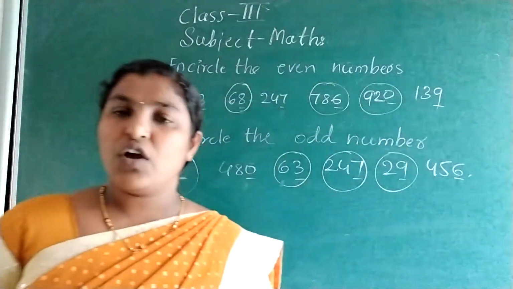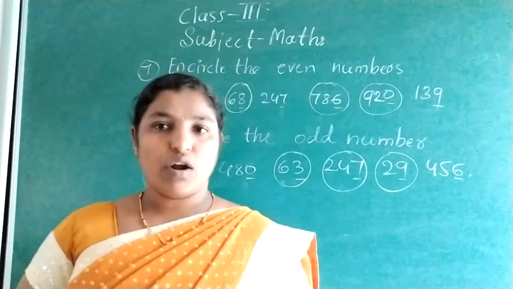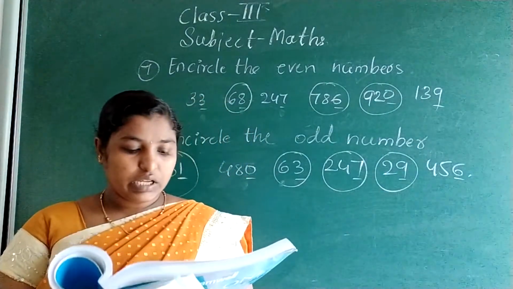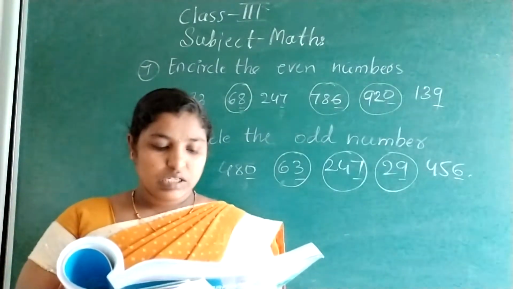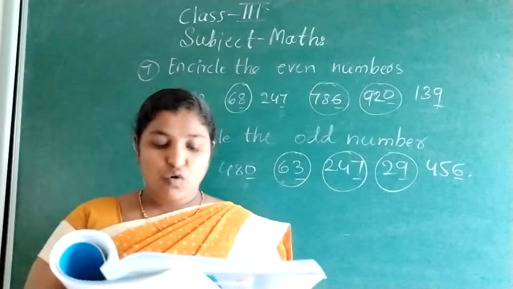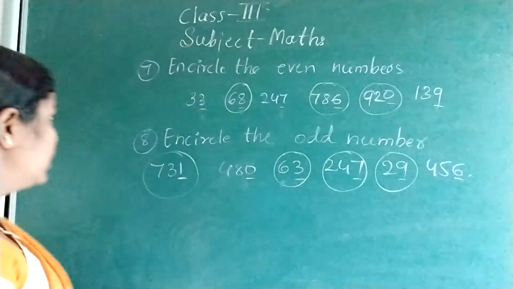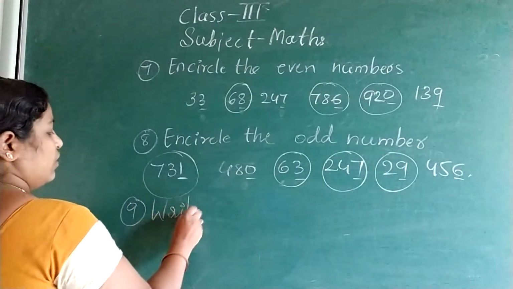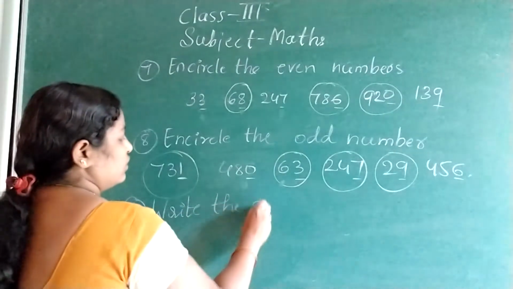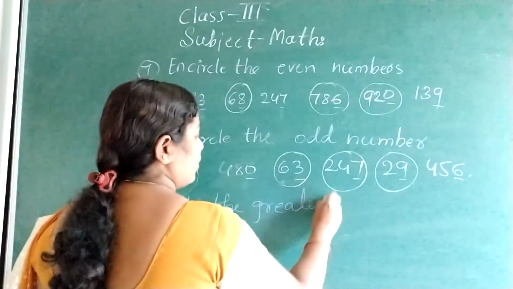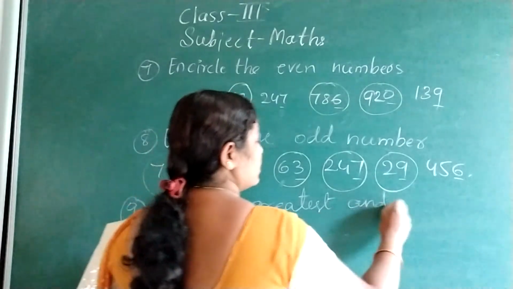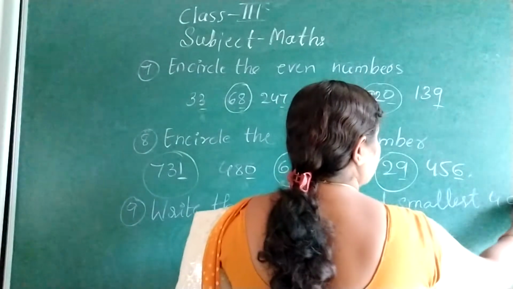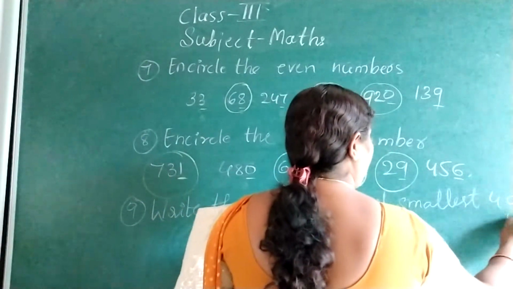Got it? The concept of even numbers and odd numbers. And next, 9th question. Write down the greatest and the smallest 4-digit number.